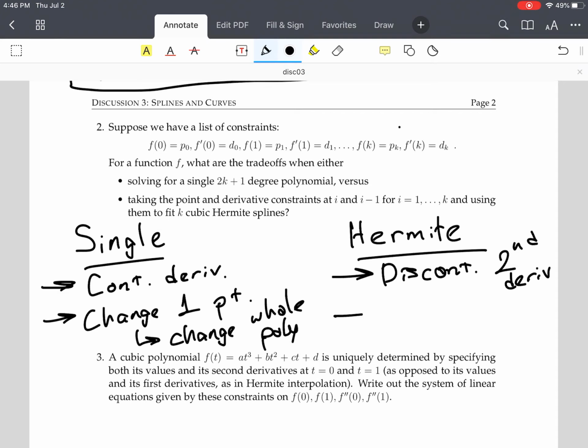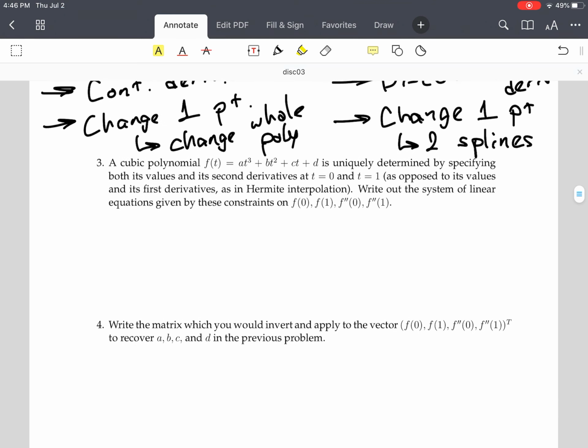But there is a positive here, and that is that changing 1 point will only change the 2 splines on either side of it. So 2 splines. Okay? So once again, look through the discussion solutions for some more details, and then also on the project you guys will get to play with this yourself, and that should give you some more intuition on the pros and cons of both sides. Okay? So let's keep going.